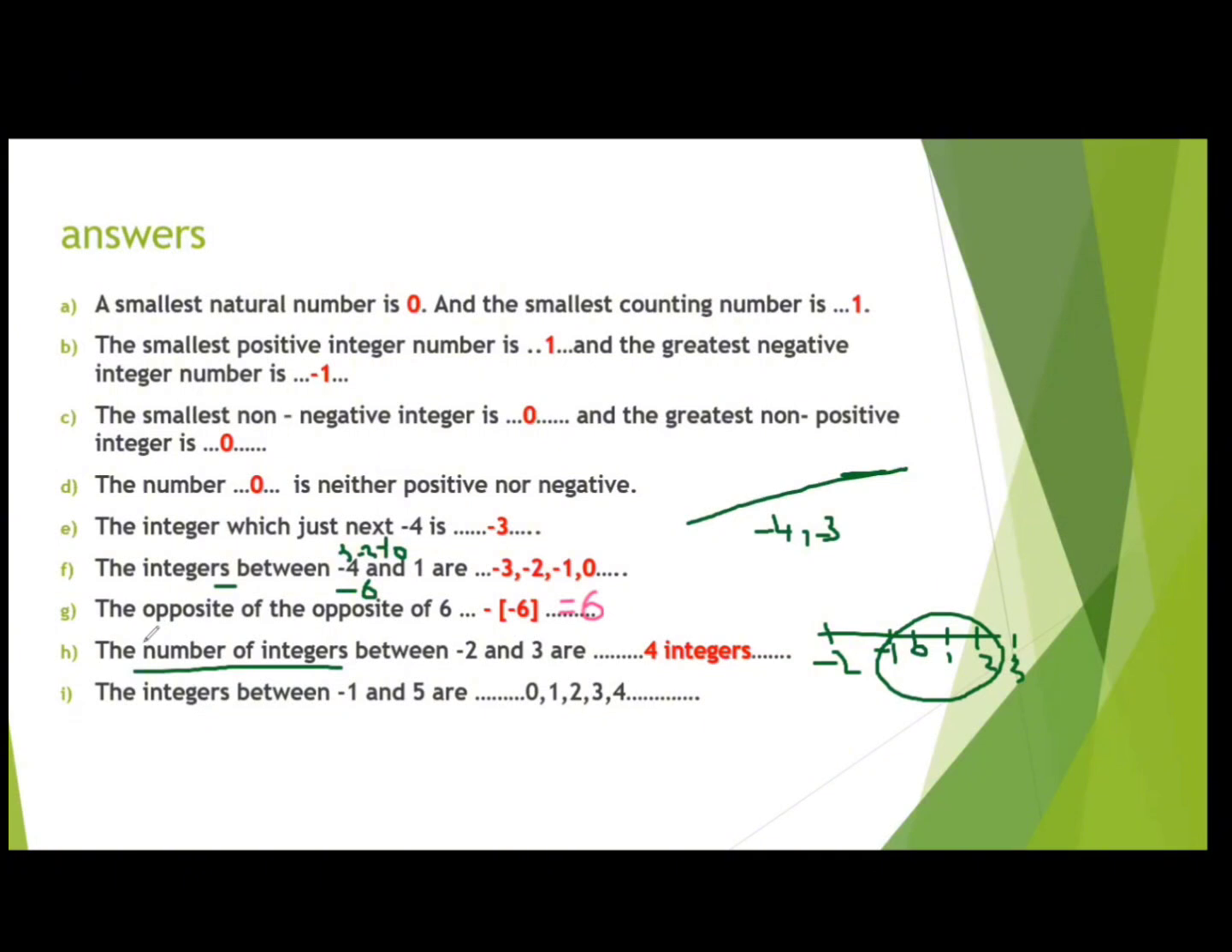I, the integers between -1 and 5. Also, you can draw a number line, but we don't count -1 or 5. So the numbers are 0, 1, 2, 3, and 4.